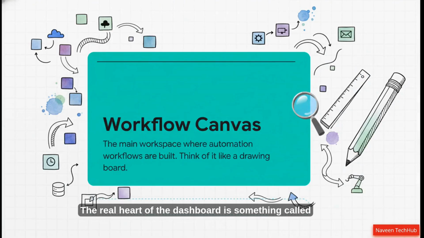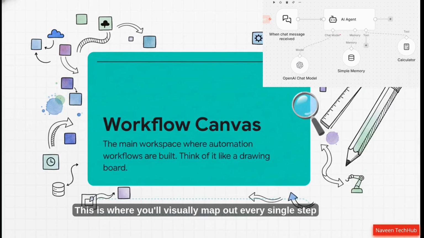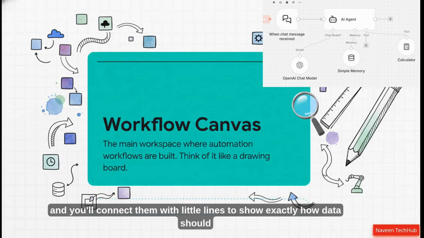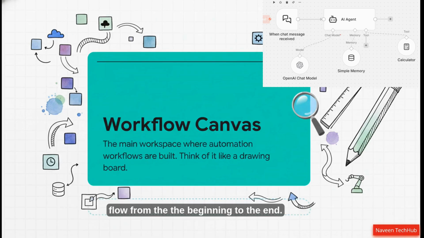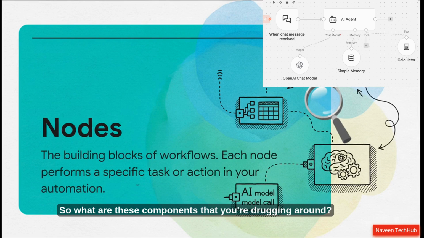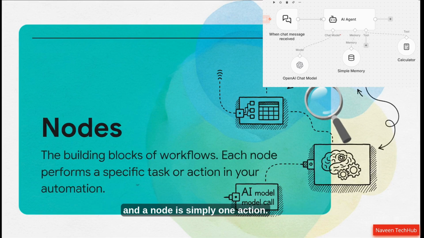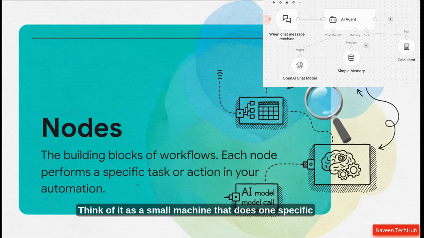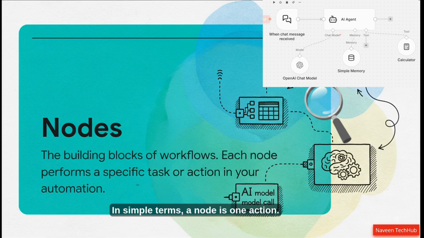The real heart of the dashboard is something called the workflow canvas. It's basically your digital drawing board. This is where you'll visually map out every single step of your process. You'll drag components onto the canvas, and you'll connect them with little lines to show exactly how data should flow from the beginning to the end. So what are these components that you're dragging around? They're called nodes, and a node is simply one action. Think of it as a small machine that does one specific job. It could be sending a tweet, reading a spreadsheet, or calling an AI model. In simple terms, a node is one action.